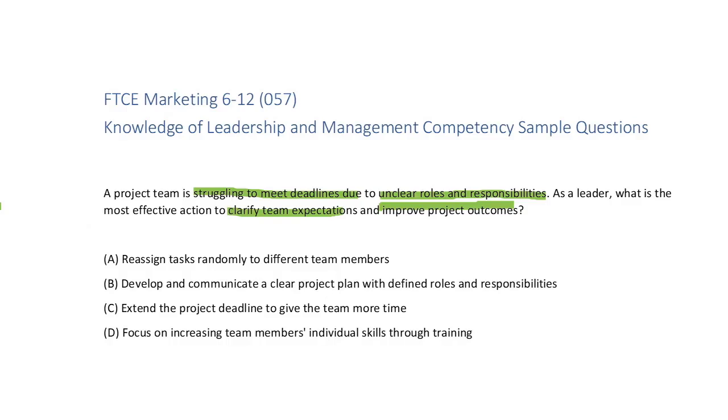Reassigning tasks randomly adds chaos and lacks clarity, so this is not the correct answer. Sometimes extending project deadlines isn't possible and isn't an effective action. Focusing on increasing team members' skills through training, well, while this seems like a good idea, it can be beneficial. However, the most effective action is going to be B, develop and communicate a clear project plan with defined roles and responsibilities.